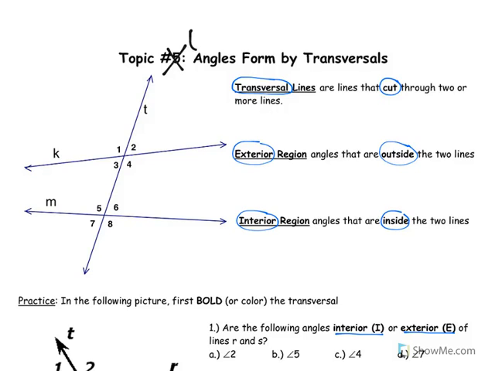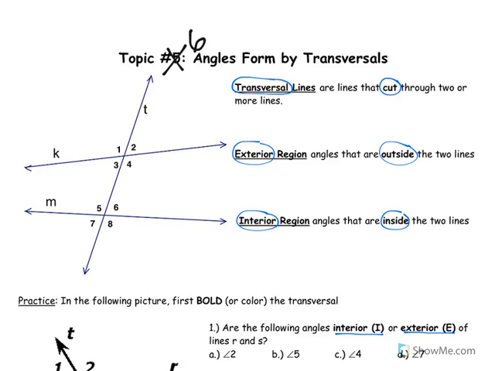Topic number 6, angles formed by a transversal. There are 3 important vocab words that I want to go through with you today. The first one is transversal. Transversal lines are lines that cut through 2 or more lines.